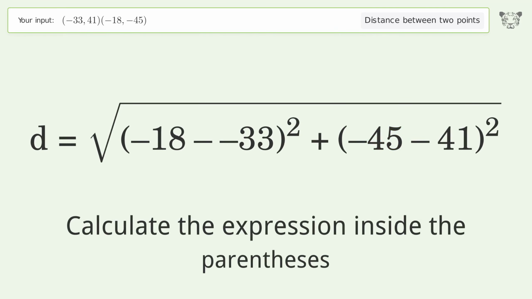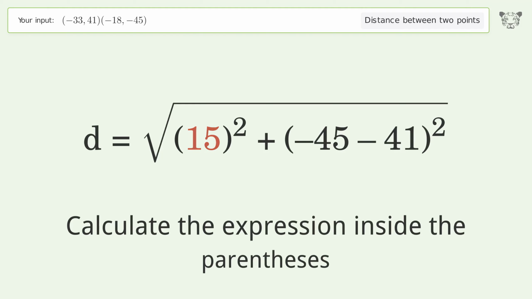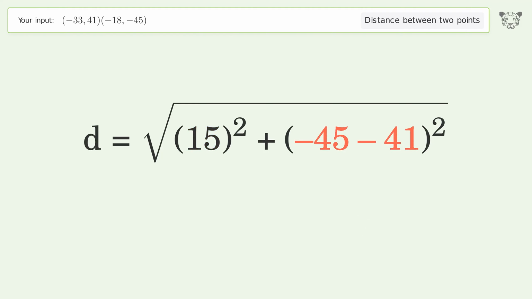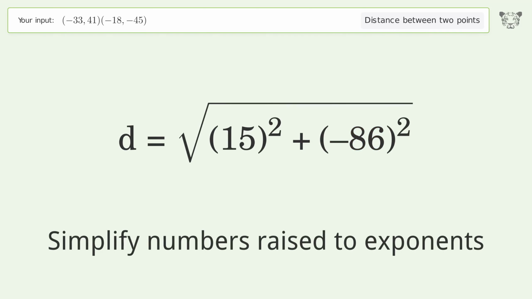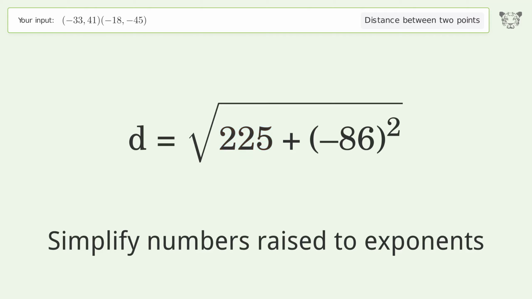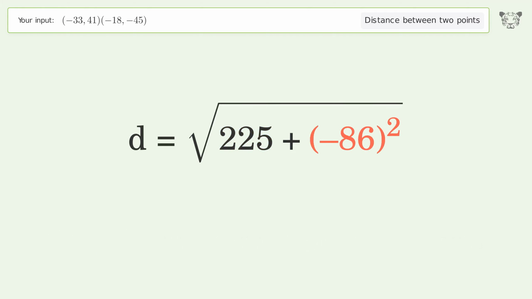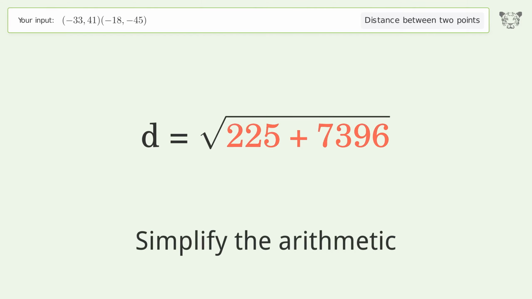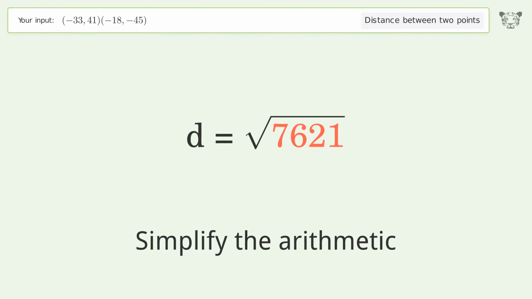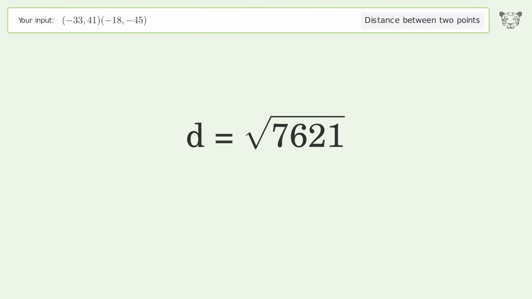Calculate the expression inside the parentheses. Simplify numbers raised to exponents. Simplify the arithmetic. And so the distance between the 2 points is the square root of 7,621, or 87.298.